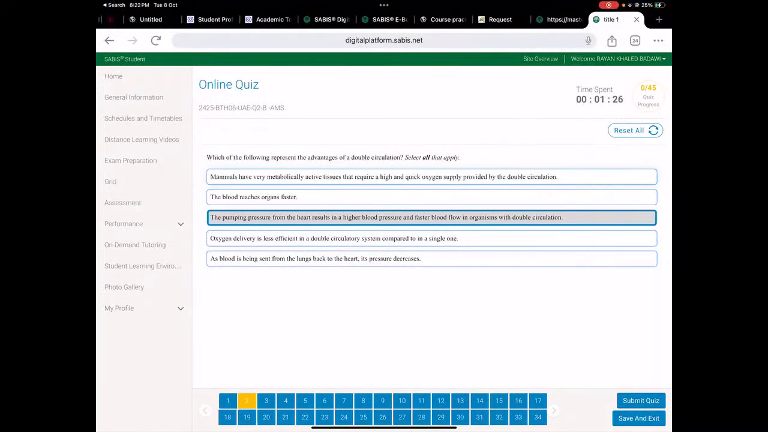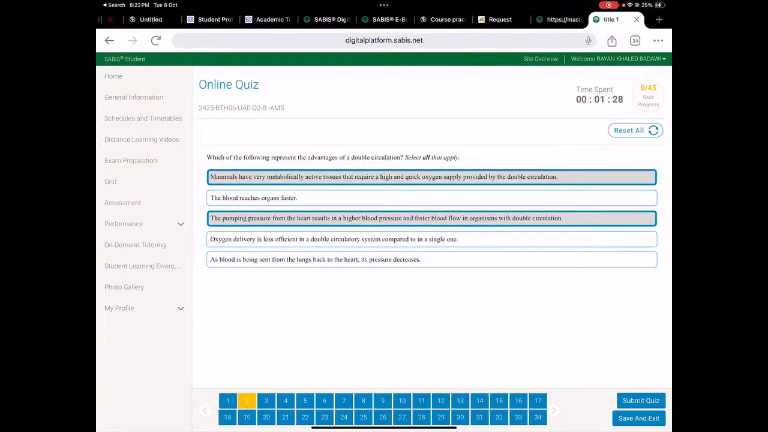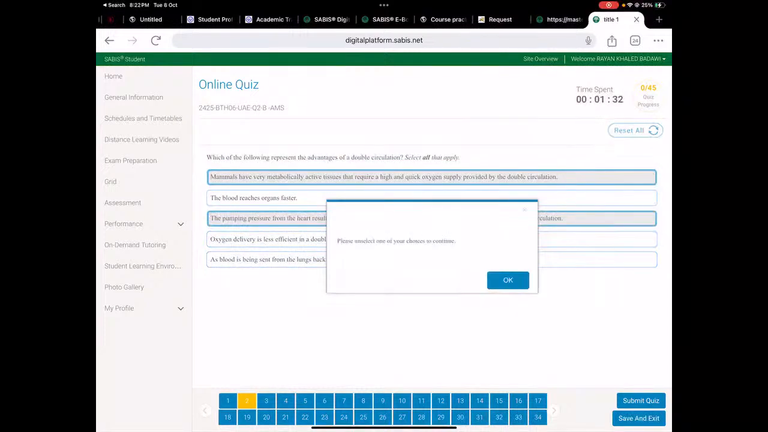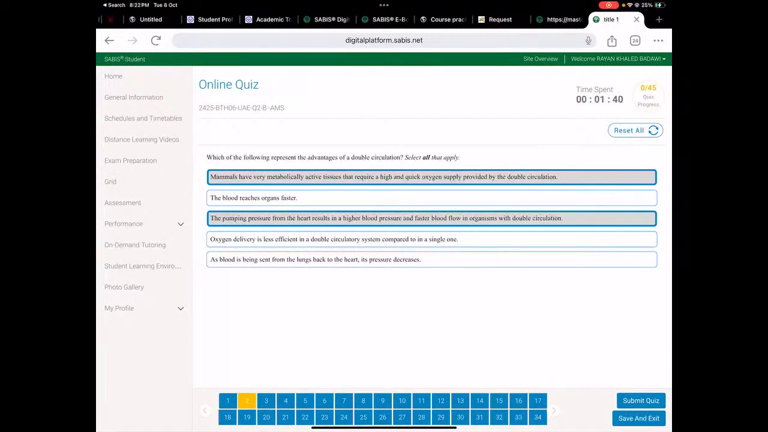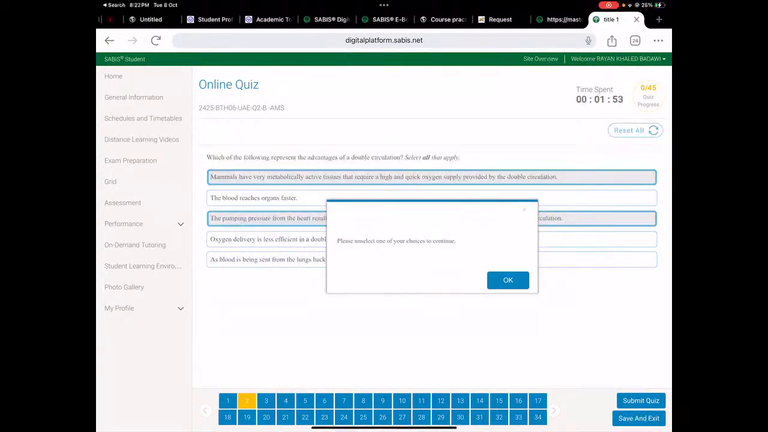Mammals have, okay, this is also correct. Okay, now this one, if you put it, it's not gonna work. Like I can't add the, but I think it should be faster. Okay, make sure from your teachers, but it should also be faster because, logically speaking, higher blood pressure and faster blood flow, it should reach the organs faster. But we can only choose 2 options.